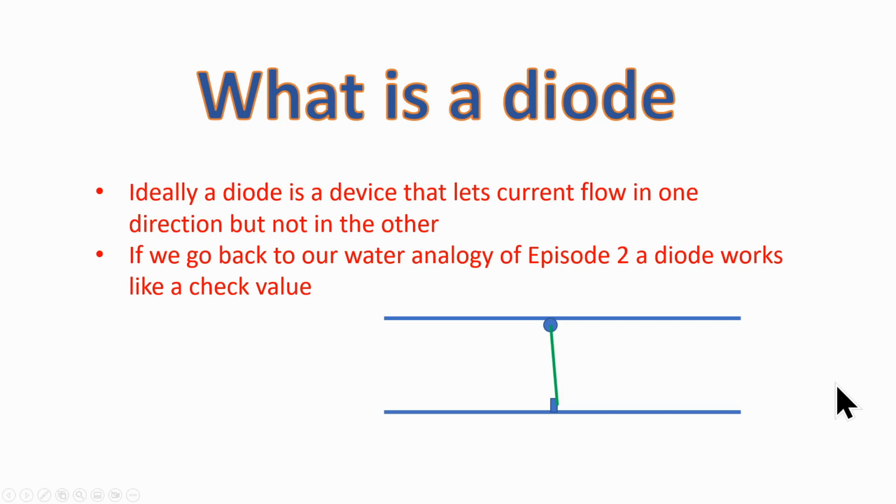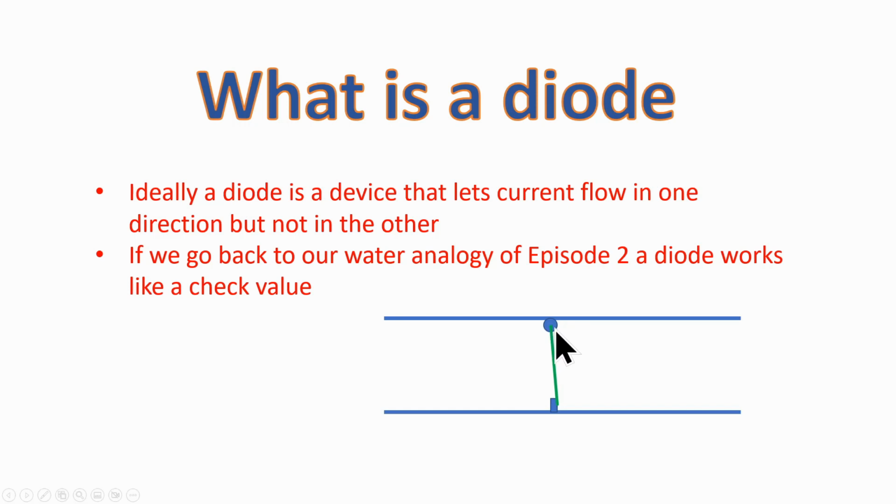Now, since this is educational, let's start with what really is a diode. Basically, an ideal diode would be a device that lets current flow in one direction, but not in the other. If we go back to episode 2, we had an analogy with water, and I hope you watched that. In that analogy, we find that a diode is like a check valve, and the one I have shown here would be like a flapper type check valve.